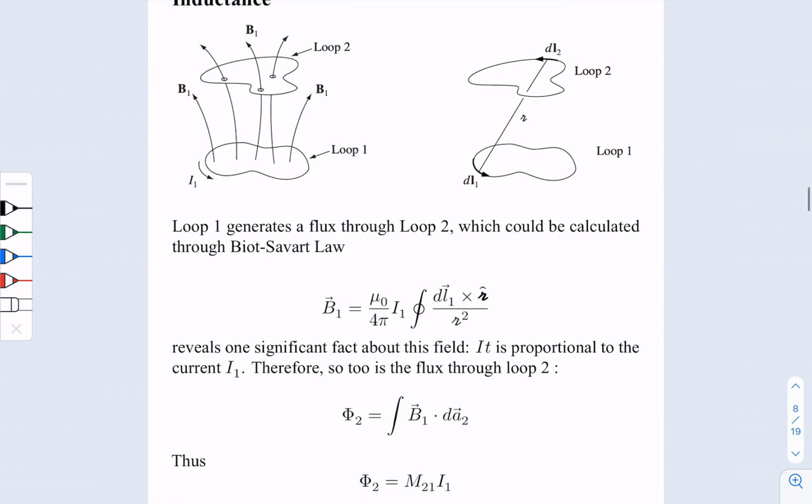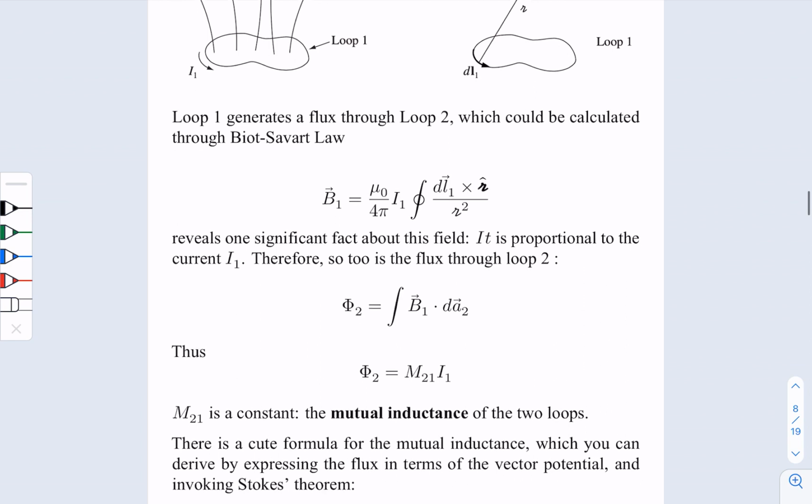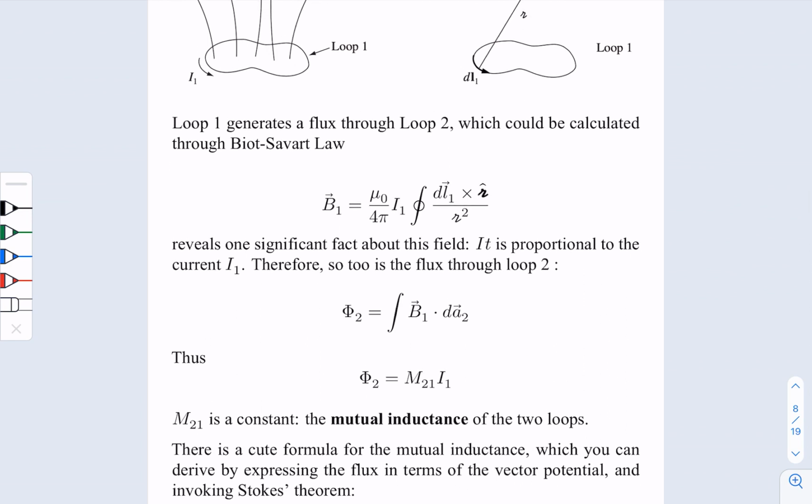So now if we put the proportionality here and include everything else into this M21, then we have a linear relationship. So the larger the current on loop 1, the larger the flux on loop 2. This M21 is called the mutual inductance of the two loops. So it's the proportionality of the flux over the current.